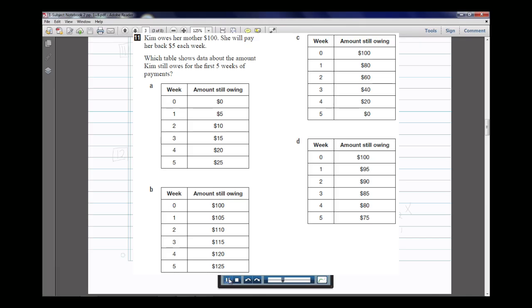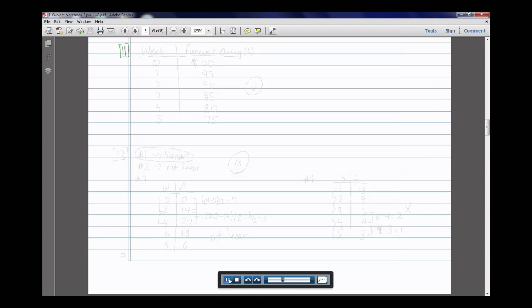We're going to take a look at multiple choice number 11. Kim owes her mother $100. She will pay her back $5 each week. Which table shows data about the amount Kim still owes for the first 5 weeks of payments? So it's a good idea with multiple choice, even though there's answers there, to work out what you think the answer should be first, and then compare it to the ones there.